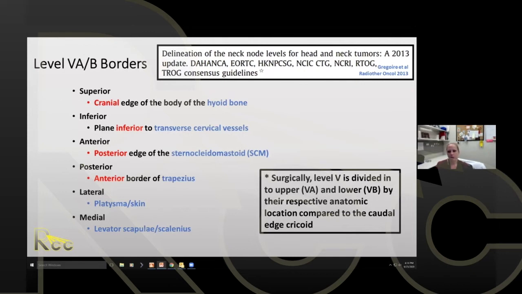As you're scrolling through a CT, how do you determine that you're at the caudal edge of the cricoid? I know Dr. Patel went over this with you guys earlier this week. Does anybody remember the answer? When you start to see the esophagus? Correct. So it's important to remember that the cricoid cartilage is a full 360 degrees.